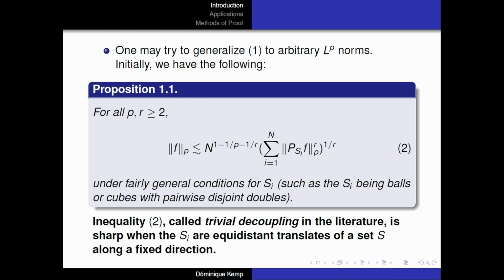Now, this is a postulate that holds under fairly general conditions for the Si. You may merely have them be balls or cubes with pairwise disjoint doubles. And whether or not this is in fact sharp, well, it is when the Si are essentially all the same, but just moved along a fixed line and by the same amount of distance. That's crucial too. If you allow a lacunary change in the translation, then this would no longer be sharp. And that's where there would be opportunity for the decoupling phenomenon to occur, which we haven't gotten into yet.